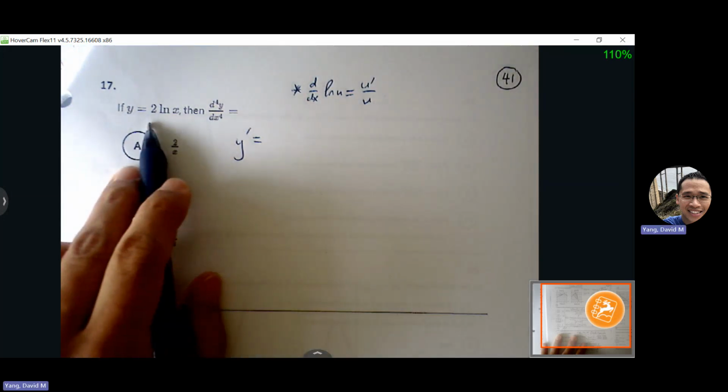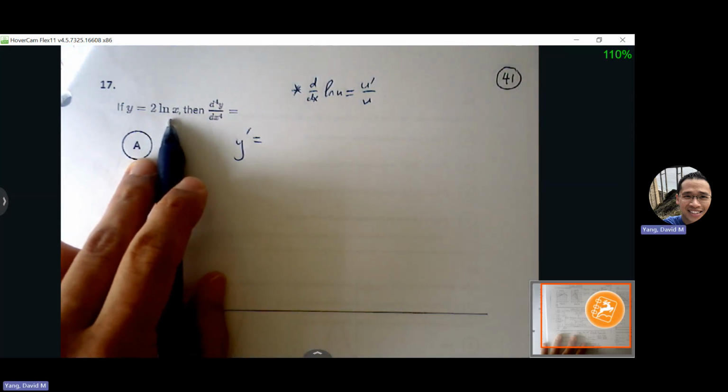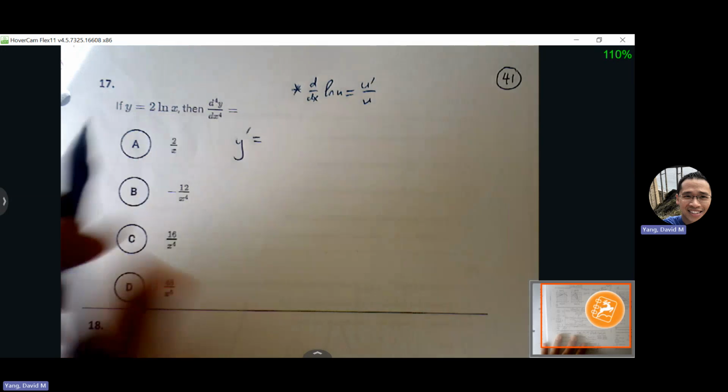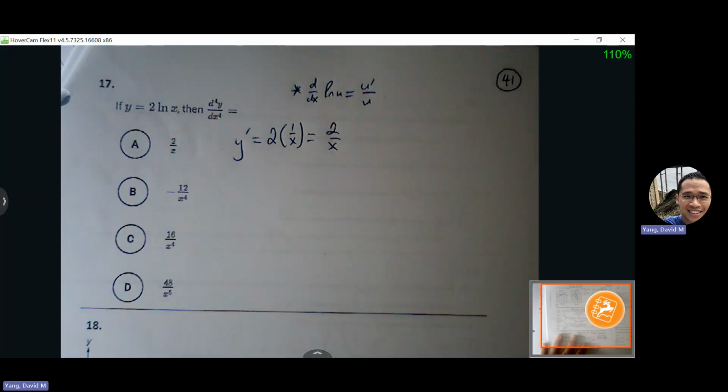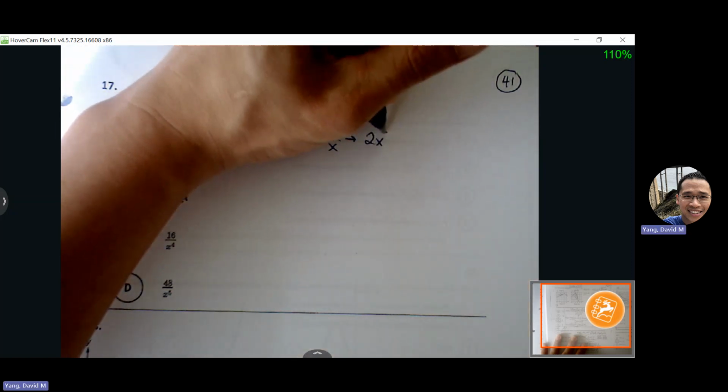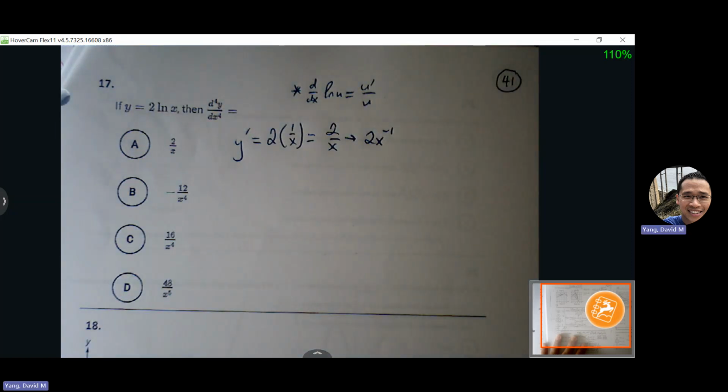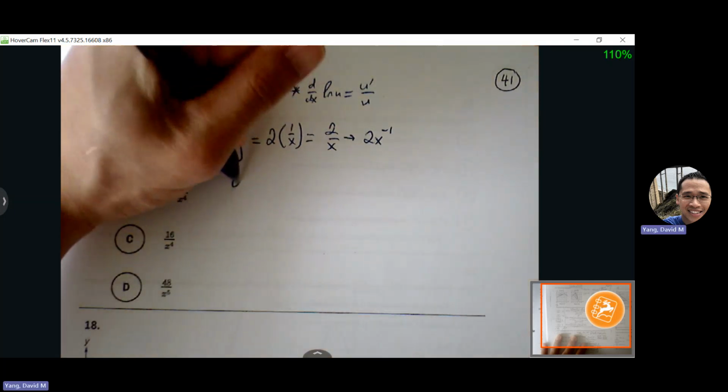Okay, so 2 is a coefficient, that's going to stay. Natural log of u becomes u prime over u. Natural log of x becomes 1 over x. So 2 times 1 over x, or 2 over x. But if I want to get myself ready for my second derivative, I can leave it in this form and go through quotient rule, but I find it easier to just bring it up and get it ready for power rule instead. So that's my y prime.